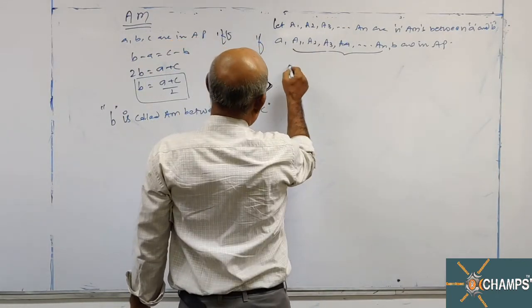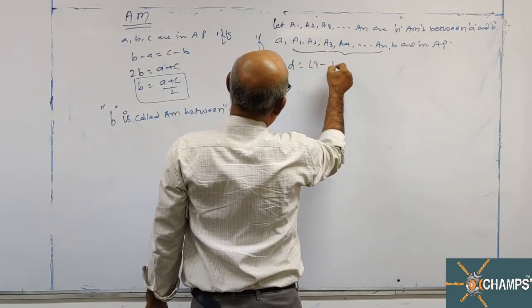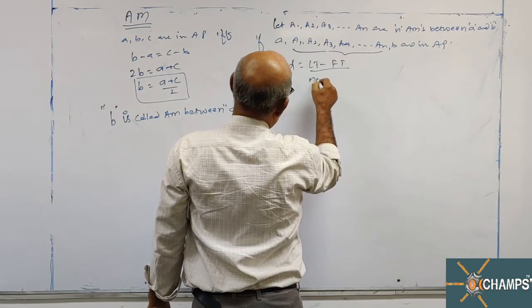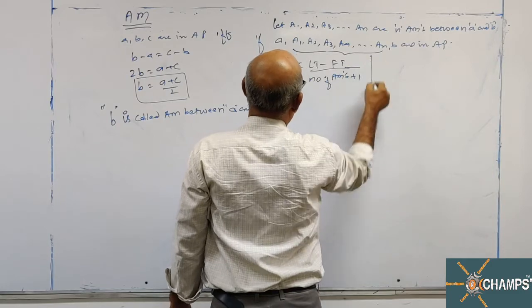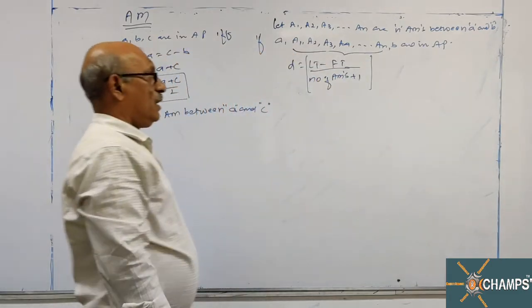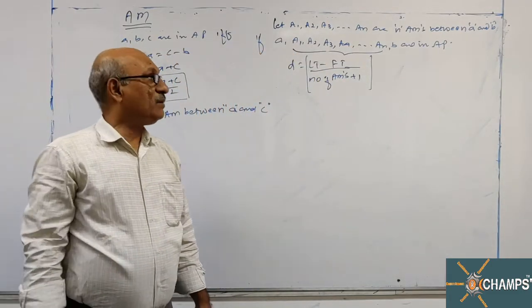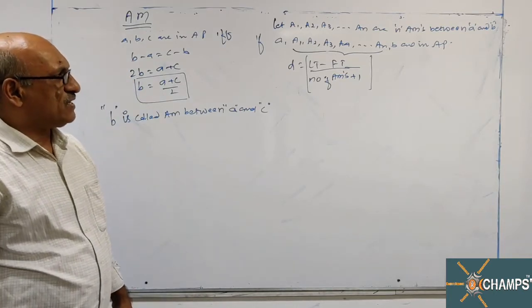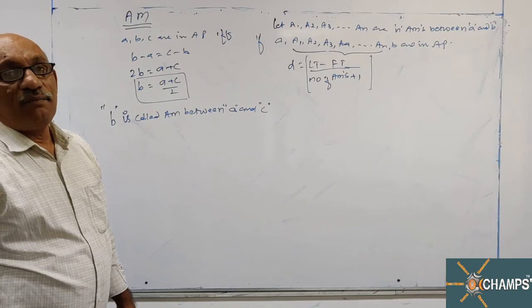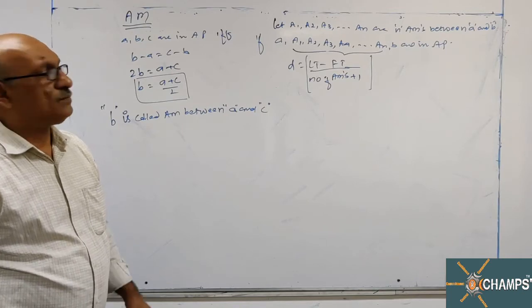So how to find the common difference? Last term minus first term divided by number of arithmetic means plus 1. In arithmetic mean problems, common difference is obtained as last term minus first term divided by number of arithmetic means plus 1.